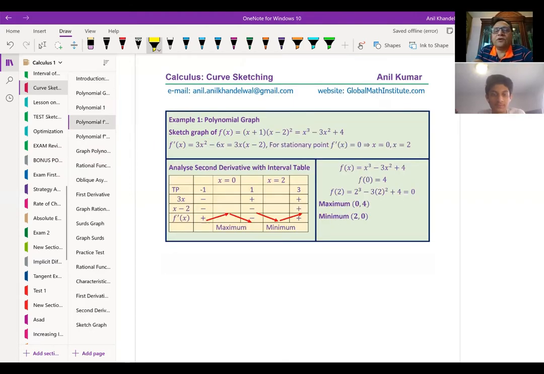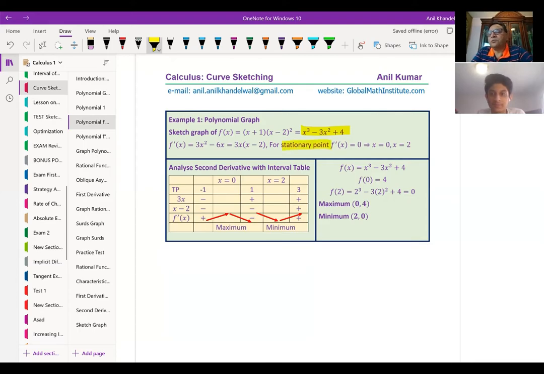And the first thing which we are going to do is find the derivative of the simplified equation. See, imagine now finding the differential of x plus 1 times x minus 2 whole square and then simplifying; it will take a lot of time. So better expand, simplify, and then work on it. So the first derivative is 3x squared minus 6x, factor 3x and x minus 2. So now we have stationary points.